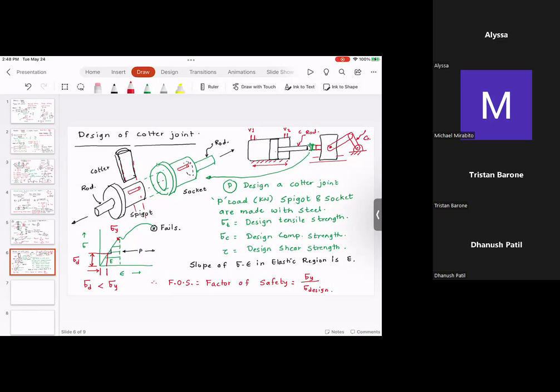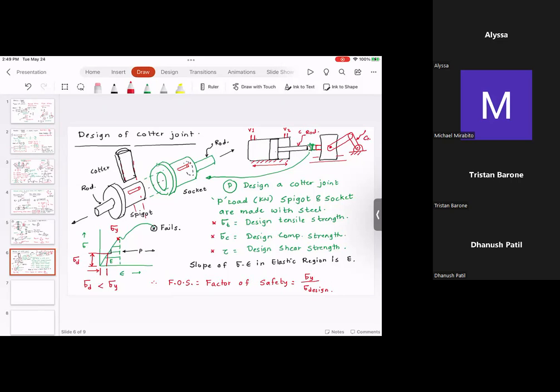So coming back to the point, the factor of safety sometimes may be given to you, sometimes it may not be given to you. If the factor of safety is not given, then based on the application, you will have to go and select an appropriate factor of safety. Sometimes the values of design tensile strength, design compressive strength, and design shear strength are given to you. Sometimes they're not given, and at that time you have to go back to the design data book and select the appropriate values for a design.